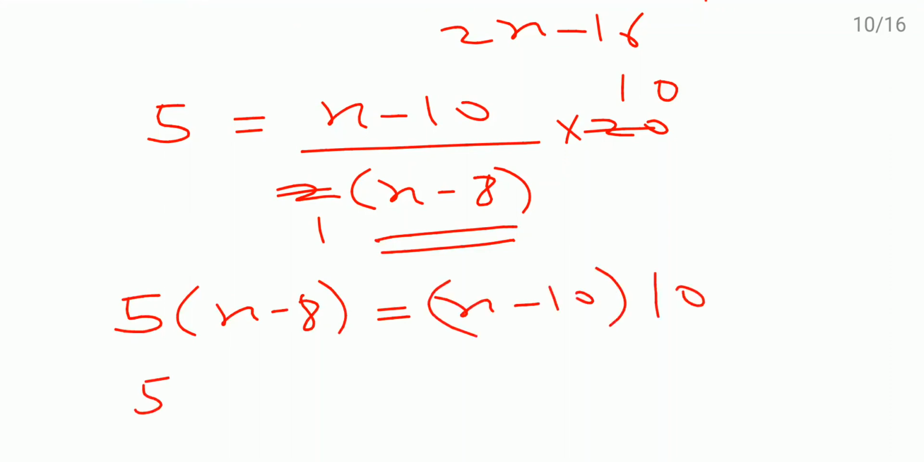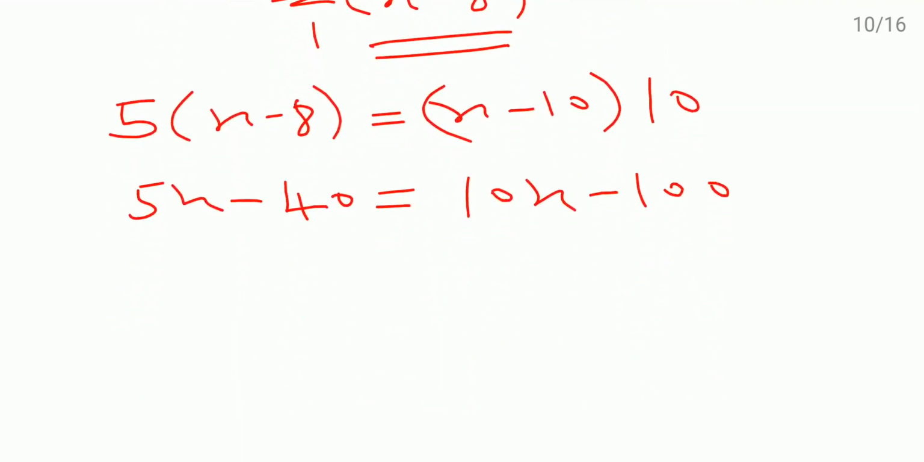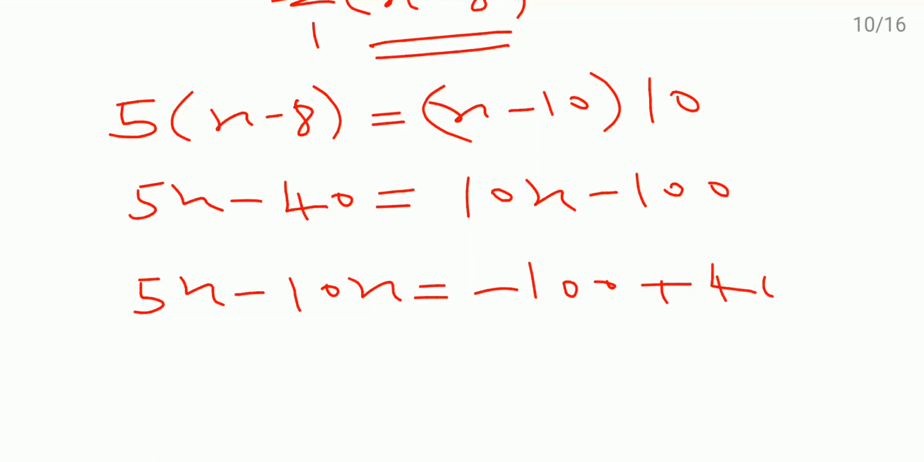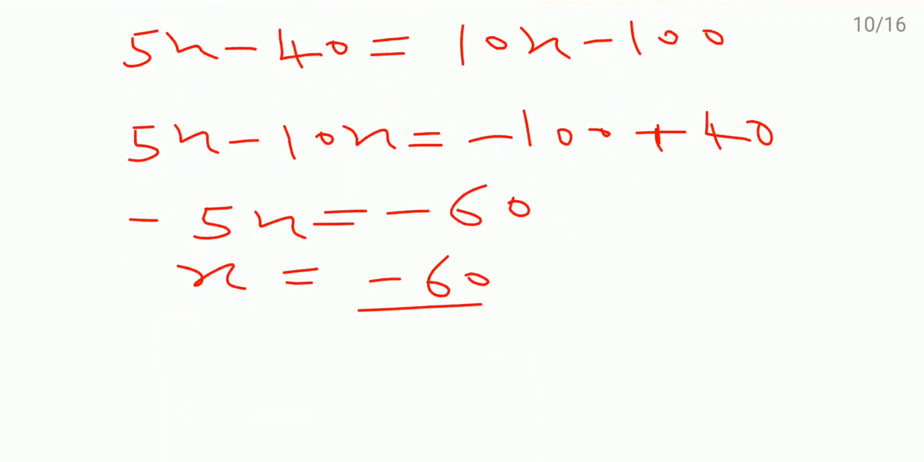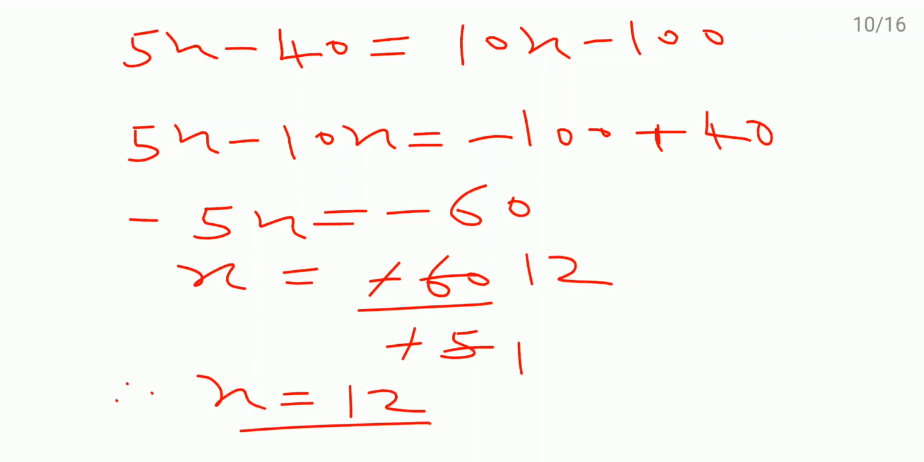So this is 5x minus 40, which is equal to 10x minus 100. So here all the x I will bring this side: 5x minus 10x, which is equal to minus 100 plus 40, right? So it is minus 5x, which is equal to minus 60. So finally x is equal to minus 60 by minus 5. So the negative got cancelled, 5 ones are 5 and 5 12s are 60. Therefore the value of x comes as 12.